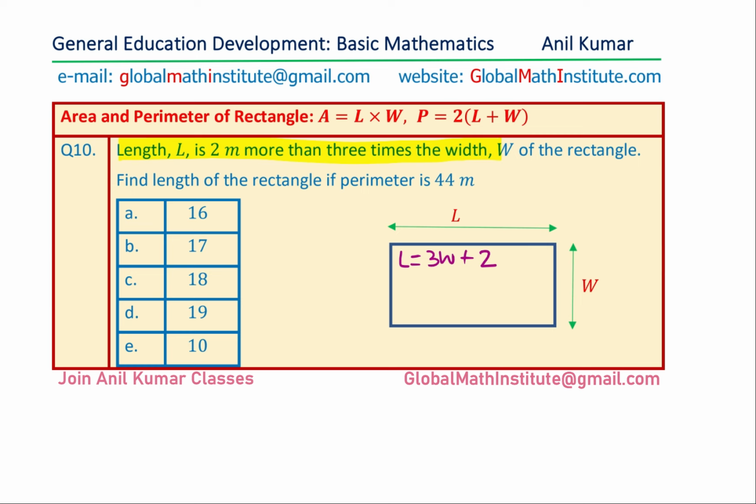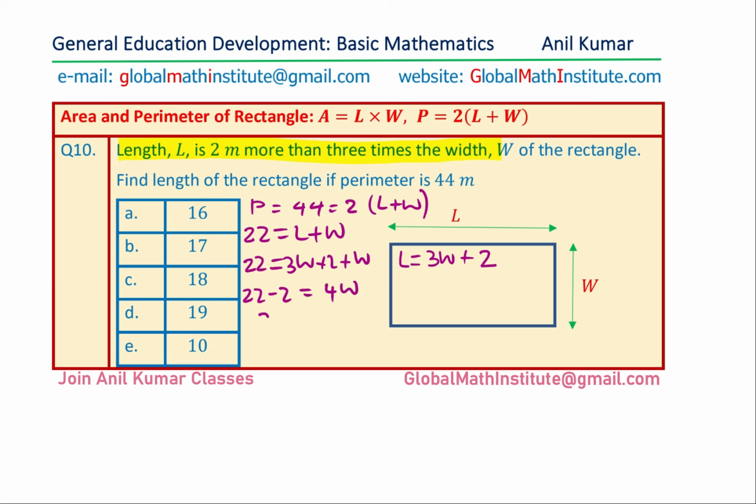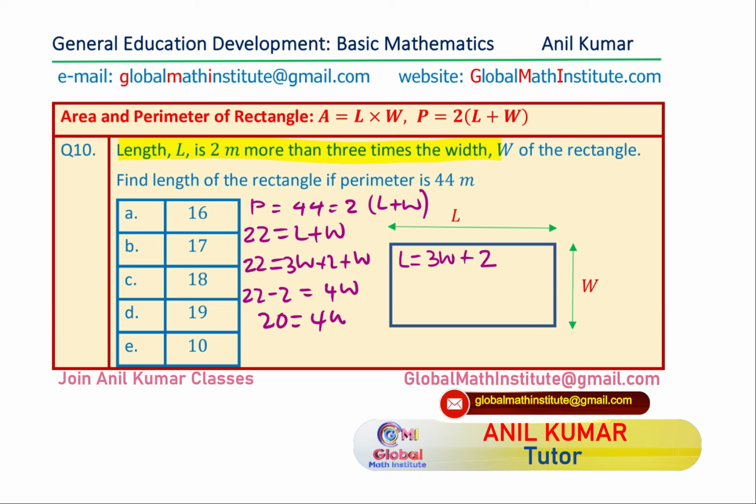Okay, so we know perimeter is equal to 44, and this is twice length plus width. First step, half of 44 gives you 22, the sum of length plus width. And we know length is 3W plus 2, so 22 equals 3W plus 2 plus W. So take away 2 first, and 3W and W gives you 4W. So 20 equals 4W, and dividing by 4 will give you width of 5.